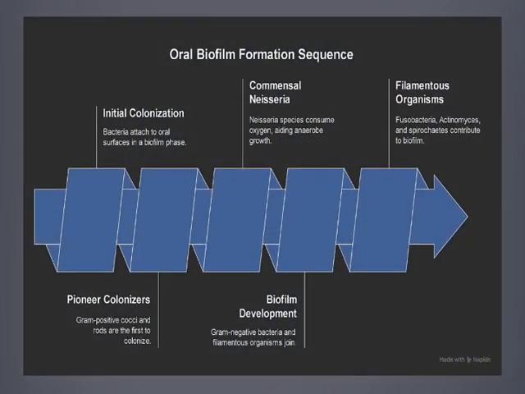The sequence of oral biofilm formation starts with pioneer colonizers, mainly gram-positive cocci and rods, attaching to oral surfaces. Neisseria species consume oxygen, creating conditions favorable for anaerobic bacteria. Over time, gram-negative and filamentous bacteria join, forming a complex, structured biofilm essential to oral microbial ecology.